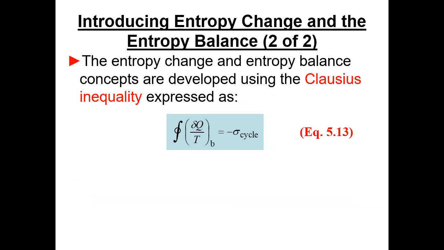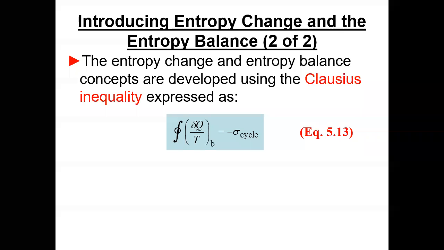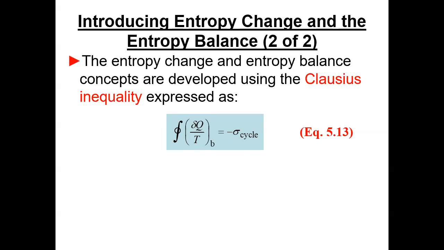Okay, so this is the inequality of Clausius, or the Clausius inequality, however you want to say that. And this is where we're going to start out. So entropy change, entropy balance concepts are developed using this inequality. So let's just take a minute and look at it, make sure that we've all slept since we talked about this before. So, you've got an integral sign with a little circle on it. That means you're going to integrate all around the boundary. And this is written for a cycle.